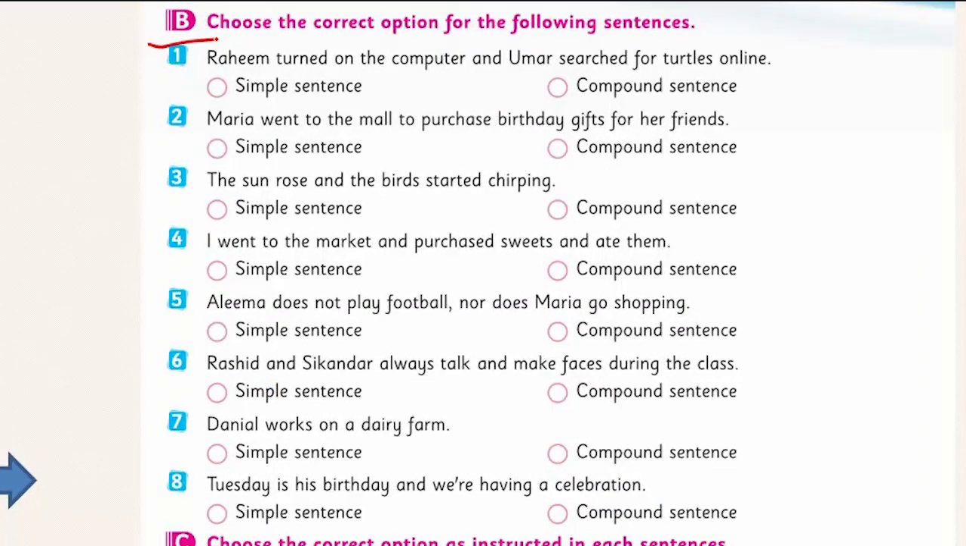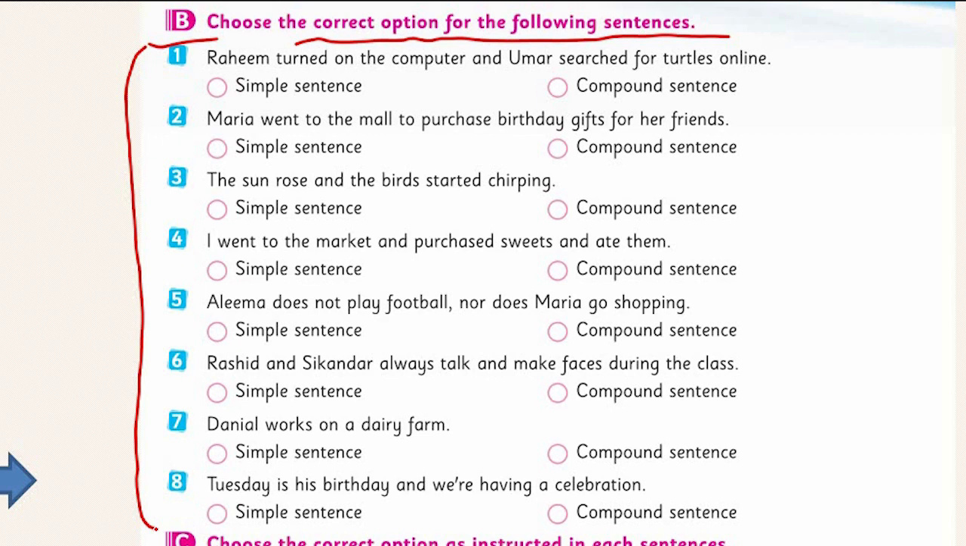Section B. Choose the correct option for the following sentences. We have 8 sentences here and we have to choose the right one. We have 2 options for each sentence. Rahim turned on the computer and Umar searched for turtles online. What is it, a simple sentence or compound sentence? It is very obvious because we have a coordinating conjunction here, and so it is a compound sentence.